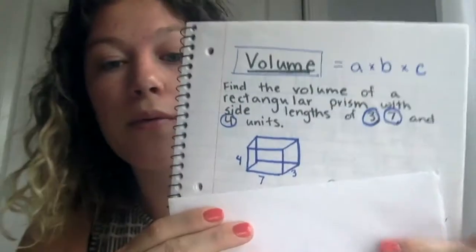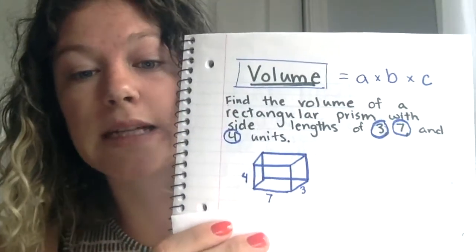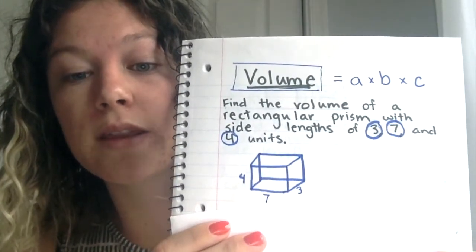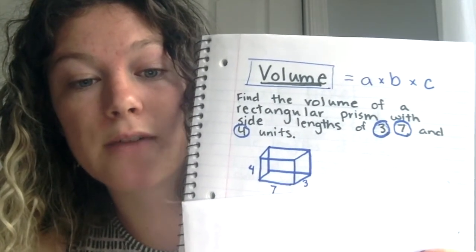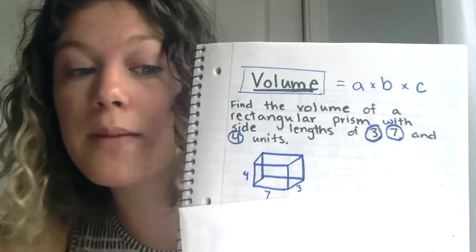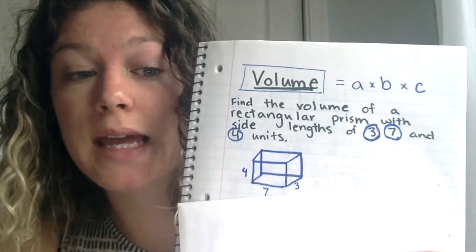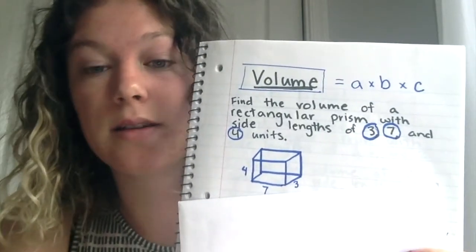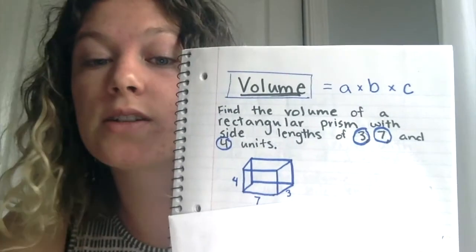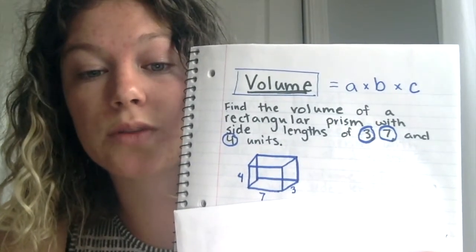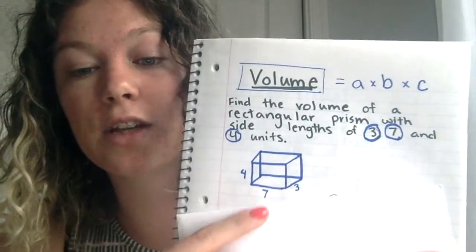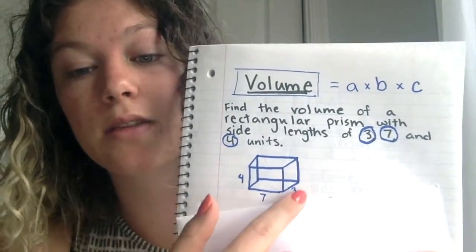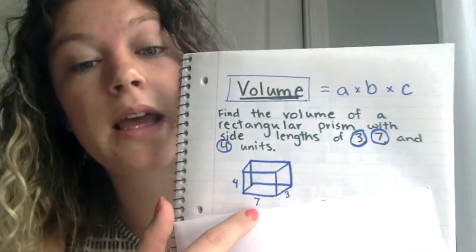So our problem is find the volume of a rectangular prism with side lengths of 3, 7, and 4 units. Remember, volume equals A times B times C. So that's what I wrote up here. I circled a few things. One is I circled 3, 7, and 4, okay? And then I actually drew a rectangular prism right here with side lengths 3, 4, and 7.